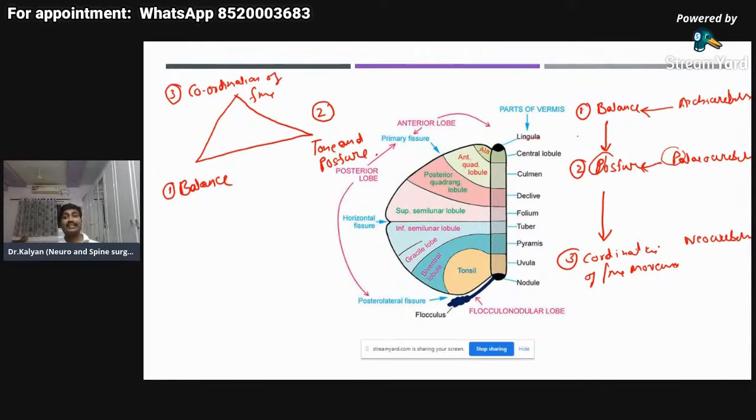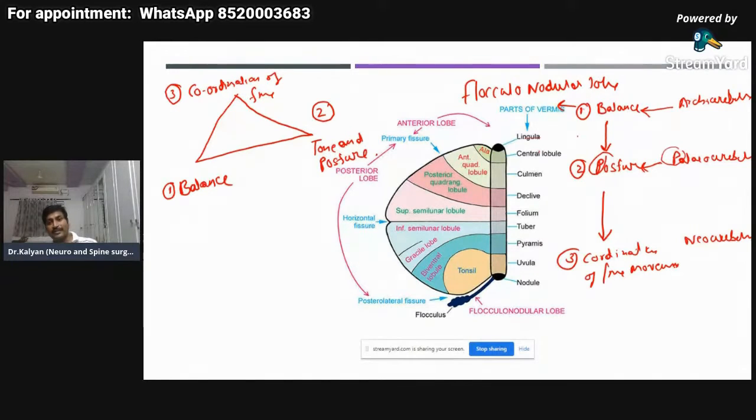Now, what is archicerebellum? There are three lobes. When you want a highly developed function, the size of the lobe should be the highest. When you have a primitive function, the size of that lobe is the lowest. So which is the smallest lobe? The smallest lobe is the flocculonodular lobe. The flocculonodular lobe is also known as archicerebellum, and its main function is balance.